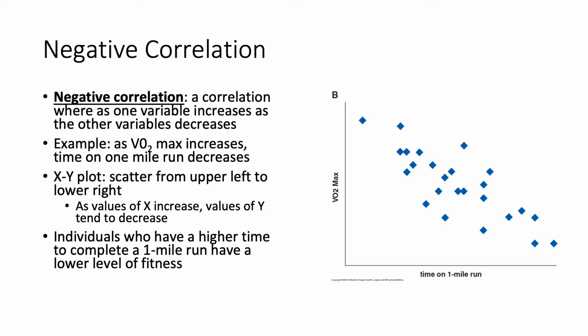In the figure to the right, this displays a negative correlation. A negative correlation is a correlation where as one variable increases, the other variable decreases. Negative correlation indicates that small values of one variable are associated with large values of the other variable. This will visually look like it's going from the top left to the bottom right. When you look at a graph, as values of x increase, values of y tend to decrease. Based on the graph to the right, individuals who have a higher time or take longer to complete a 1-mile run have a lower level of fitness.